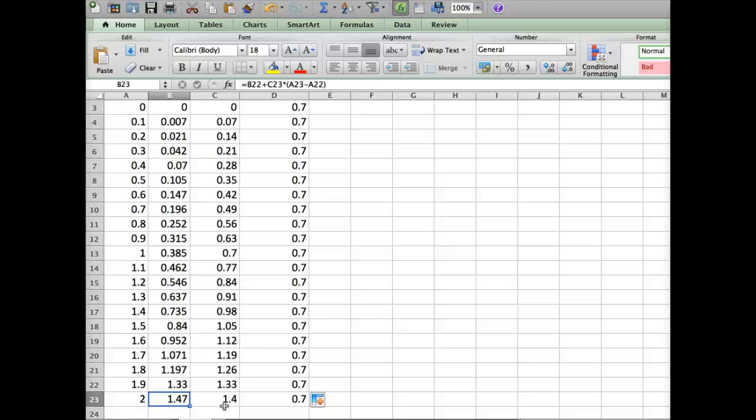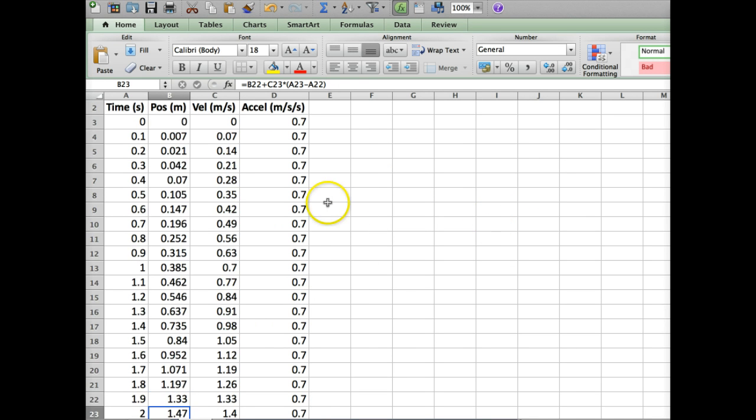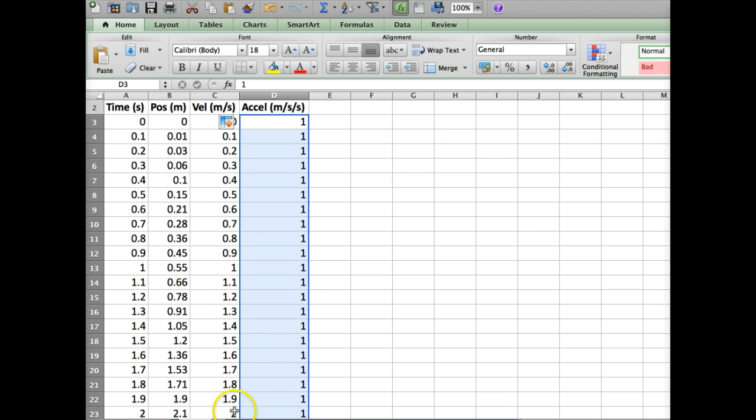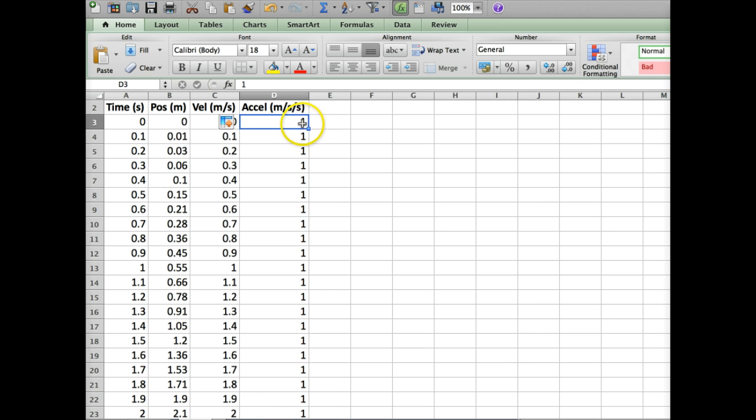If I didn't know the acceleration to begin with and I wanted to kind of play around, I would just come in here and I would guess. So my first guess might be 1, and I would copy that down and check, and I would see, wait a minute, my velocity is too high. And so I'd come back and go, okay, well, let's try to bracket it. Let's make this, how about 0.5?